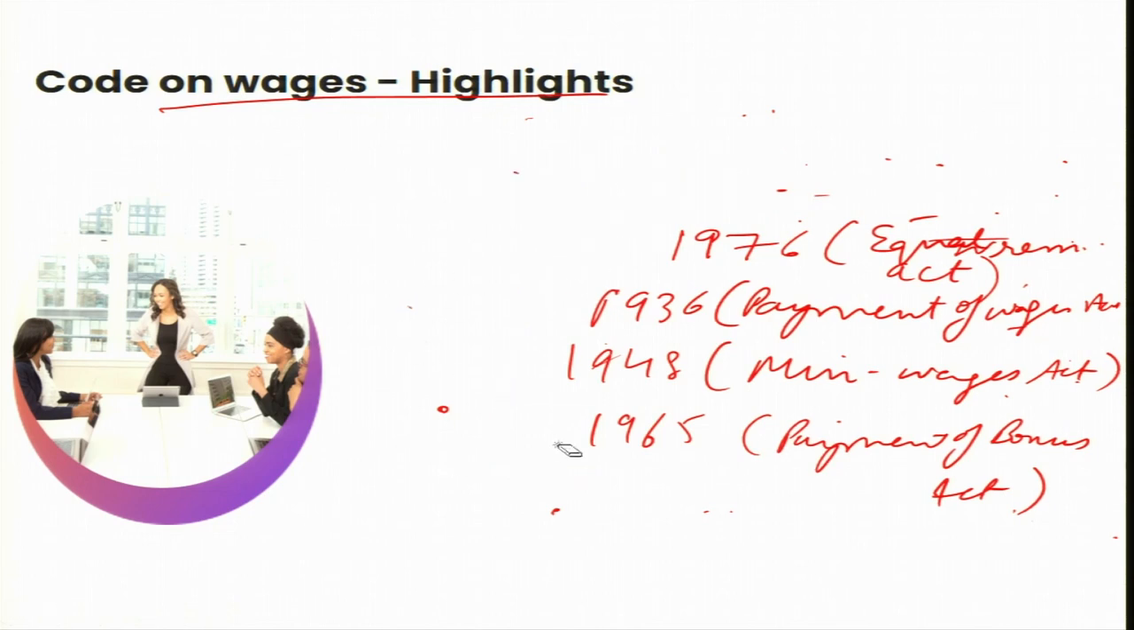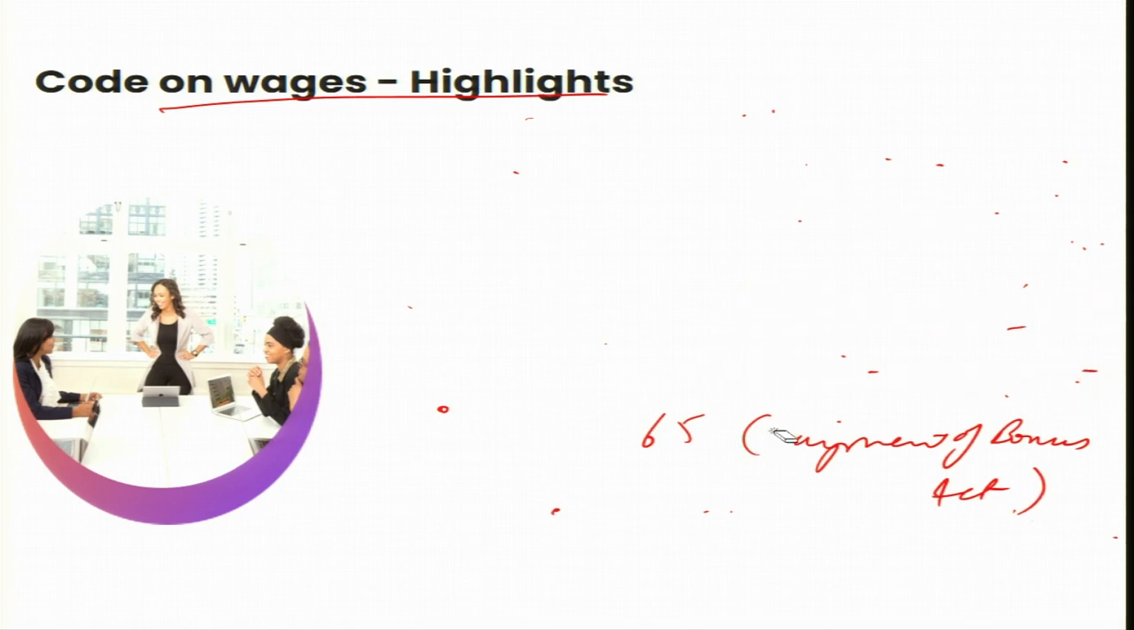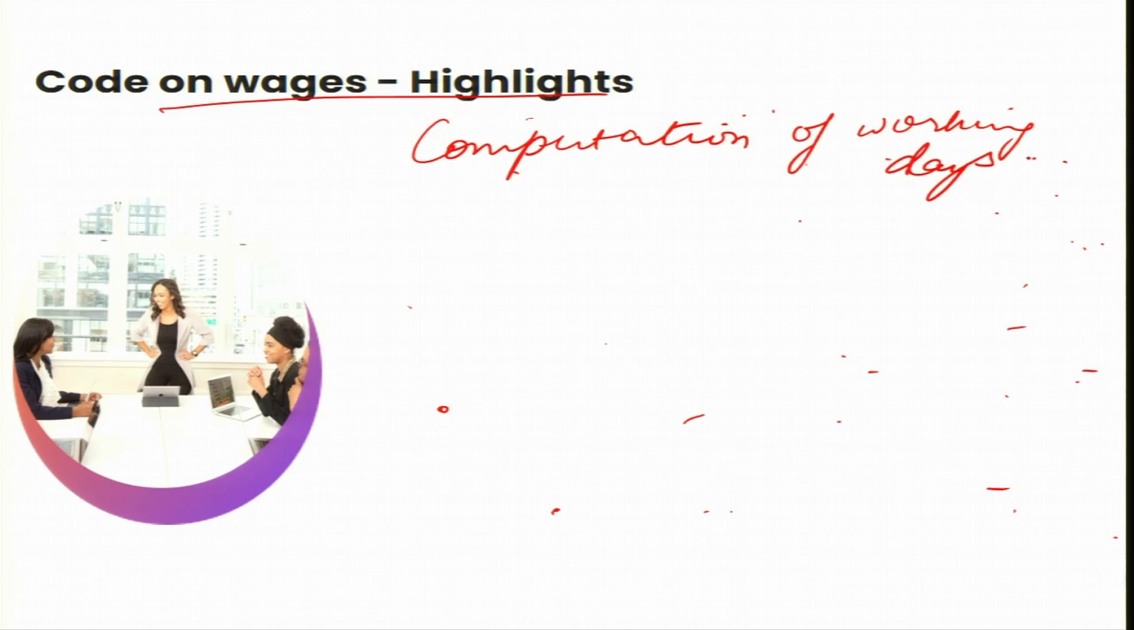After this, there are certain chapters on payment of wages. How should payment of bonus be administered? What should be the eligibility criteria for giving the bonus to the individuals? What should be the proportionate reduction in bonus, if any, and how should they be administered? Then they also have certain aspects related to computation of the number of working days, especially in the context of payment of bonus. Then under what circumstances will the individual be disqualified from getting the bonus?